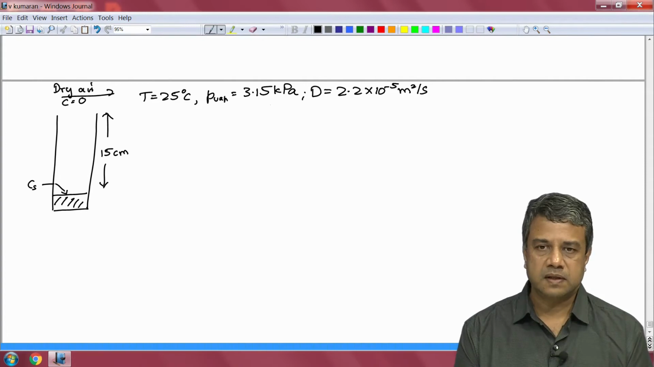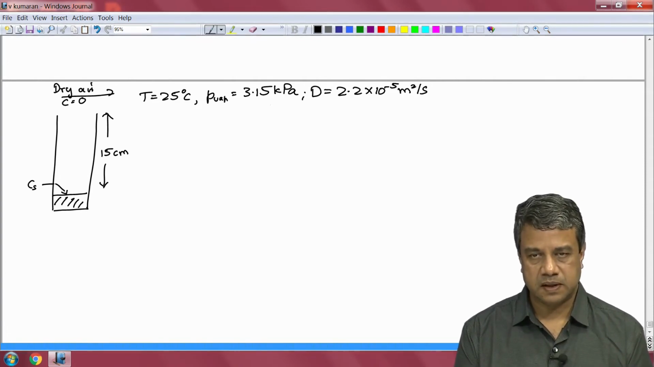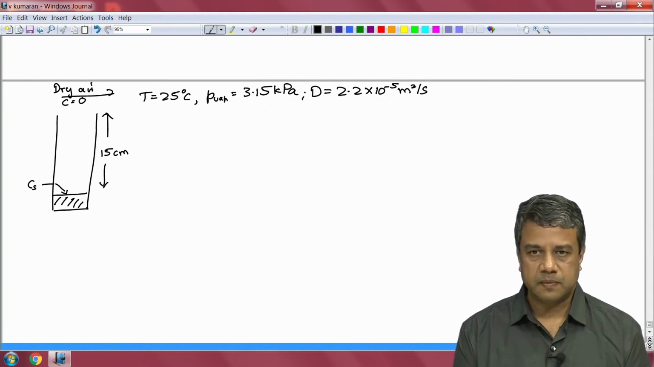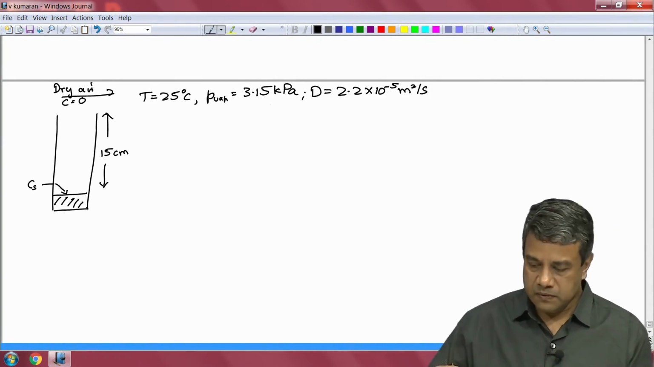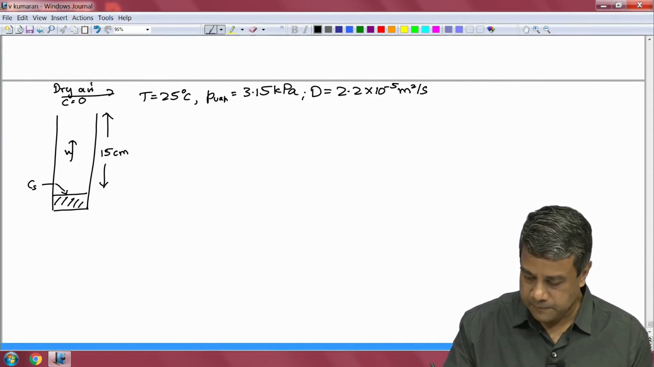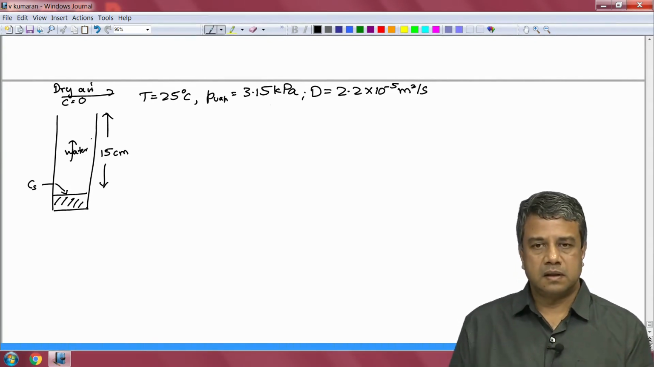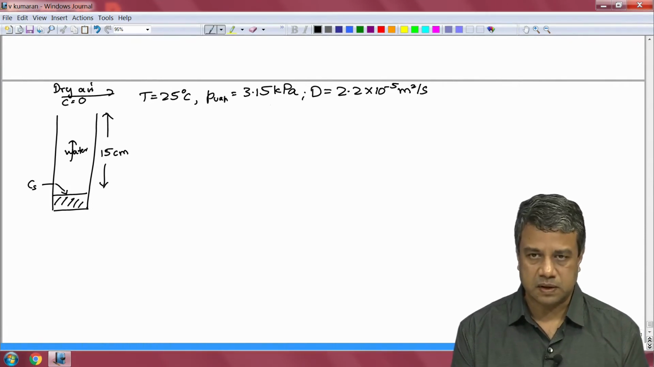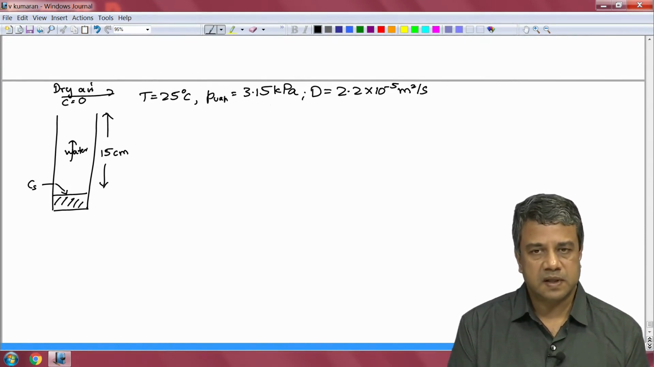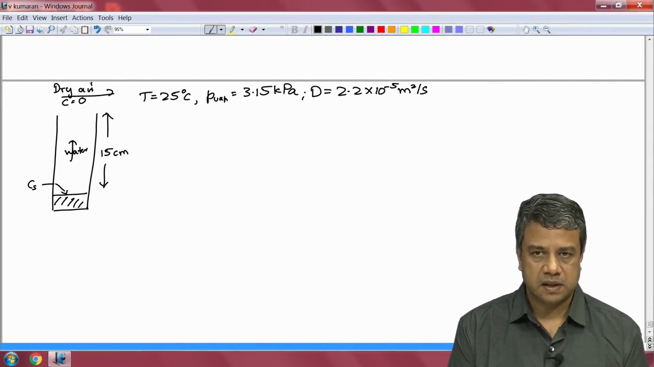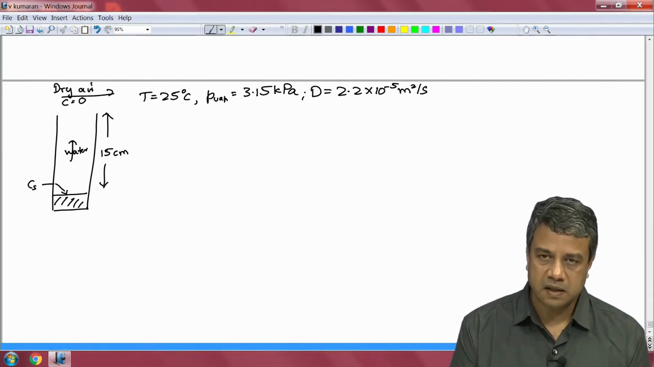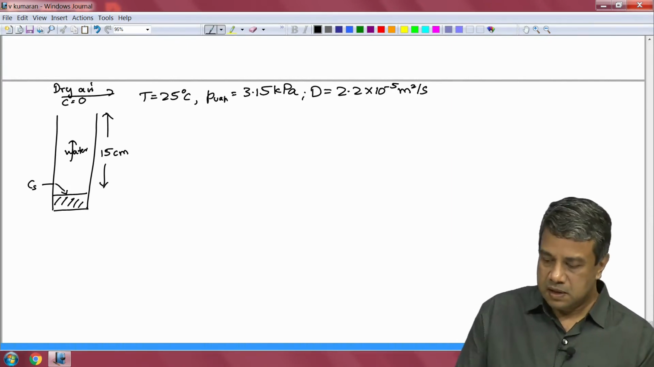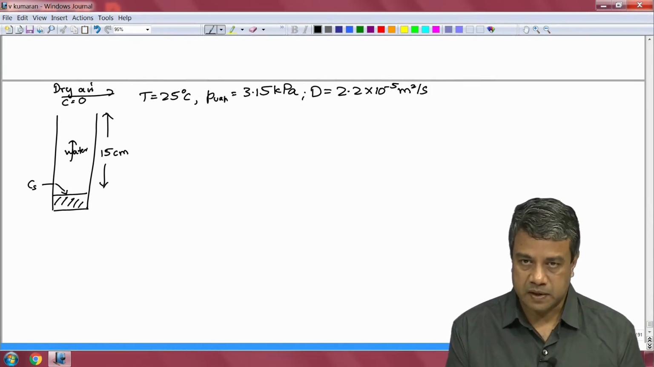Now, the density of water is about 1000 kilograms per meter cubed. As the water evaporates, the density of water vapor is about 800 times less than the density of liquid water. So, there is an expansion by a factor of approximately 1000 when water evaporates. So, the volume of water vapor that comes out is going to be 800 to 1000 times the volume of liquid water that has evaporated.